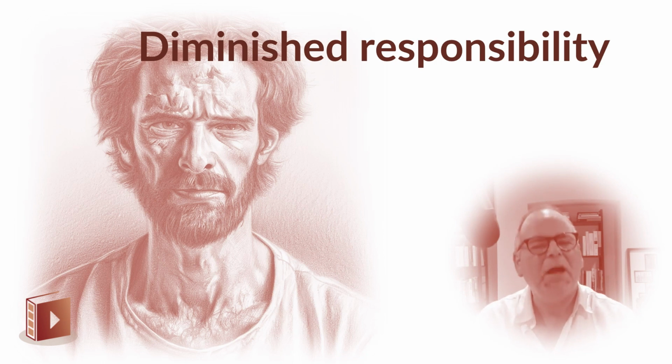We said this is a partial defence. The defendant is not attempting to get away with it completely. They're saying my responsibility for the crime wasn't full, it was diminished. And so instead of being found guilty of murder, I should be found guilty of voluntary manslaughter on the grounds of diminished responsibility.